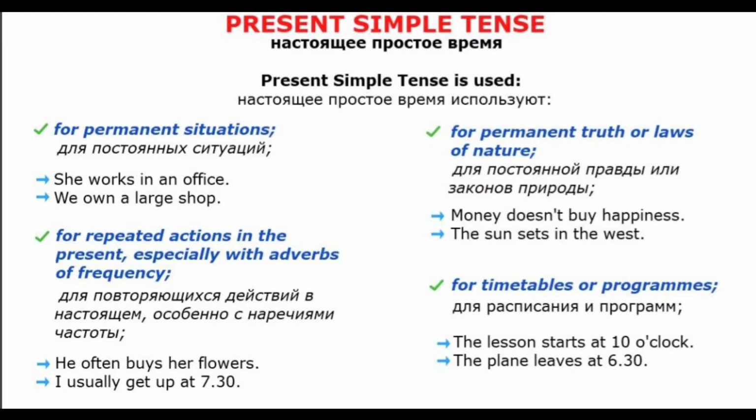Present simple tense. We use it for permanent situations. For example, she works in an office. We own a large shop.